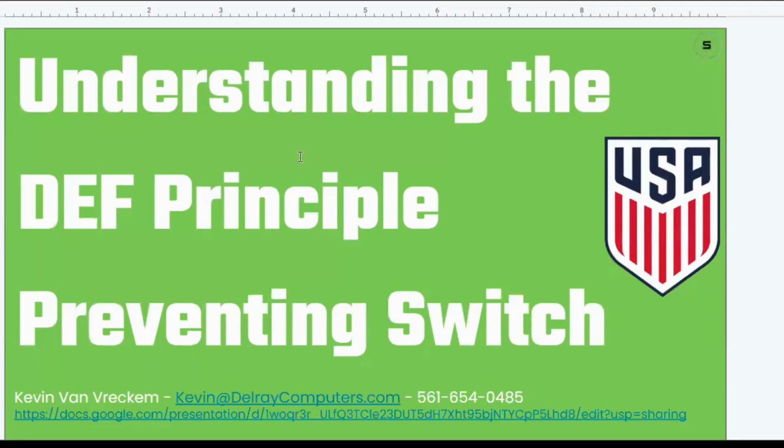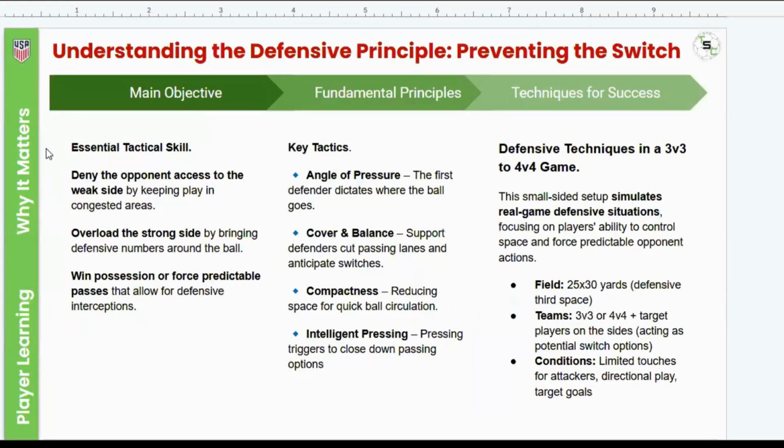The topic of today's session, obviously, is preventing the switch and trying to understand the defending principle of preventing the switch of play. Switching the point of attack is an essential tactical skill in the attacking moment, but also in the defending moment, to try and prevent or deny the switch. In this case, we're trying to deny the opponent access to the weak side or the switch of the point of attack. You want to overload your strong side, so you want to keep them on one side. So you want to bring numbers, defenders, around the ball.